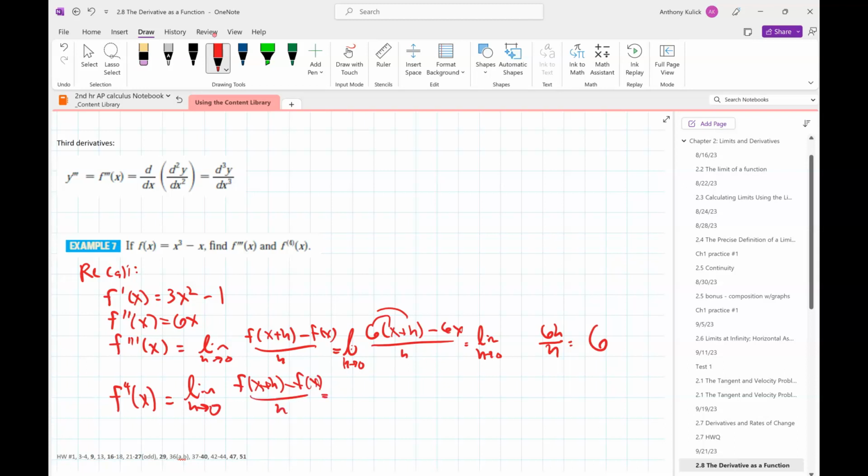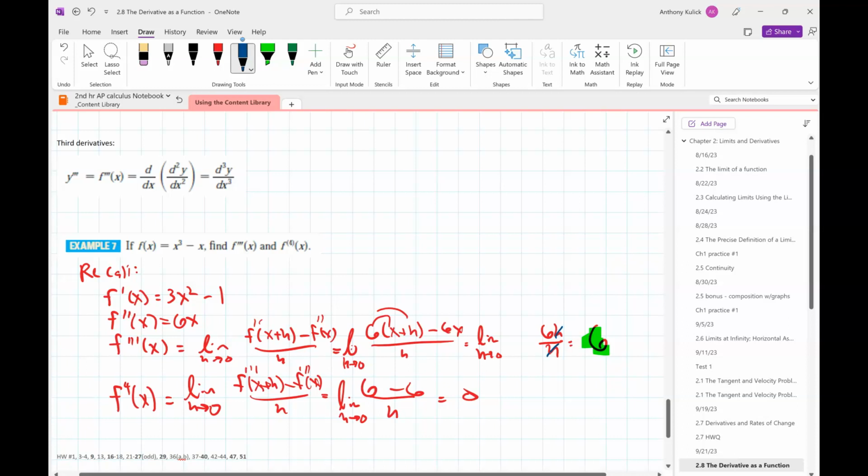So f of x plus h, when I plug that x plus h into the x on 6, what do I get? Wait, sorry. This is my f of x, right? I should put those on there, right? It's just 6, right? Because there's nothing to plug in. But it's 6 over h. Wait, Mr. Kulik, how did you get the 6 again? I'm like, h goes to 0. Oh, just because 6 plus 0 is 6? Oh, yeah, those reduced out. And I'm just taking the limit of a constant, and the limit of a constant is the constant.